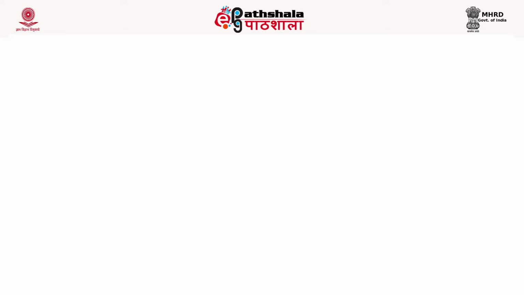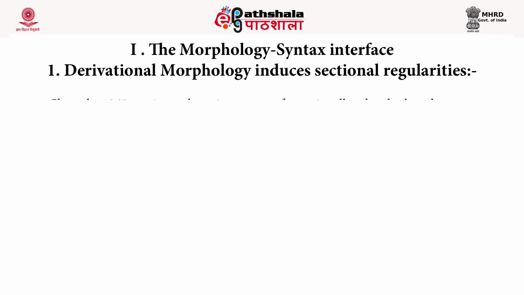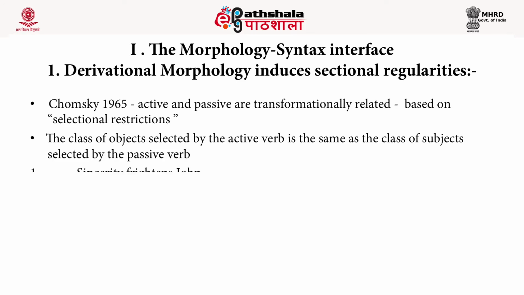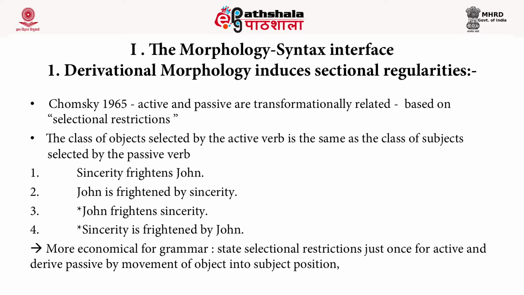Chomsky 1965 stated that the active and the passive verbs are transformationally related, and this transformational relation is based on the selectional regularities that we can see between these two alternating forms. By this I mean to say that the object selected by the active verb is what becomes the subject of the same class of passive verbs.